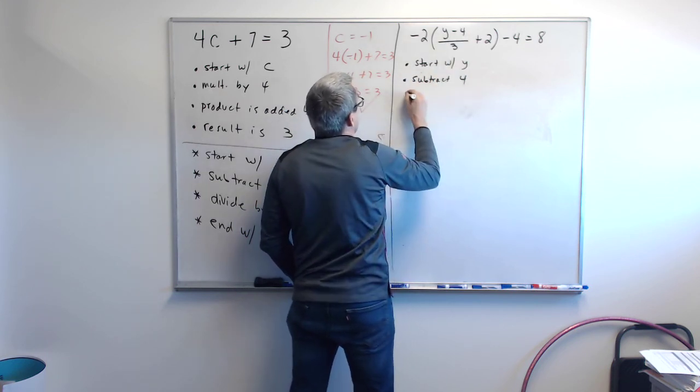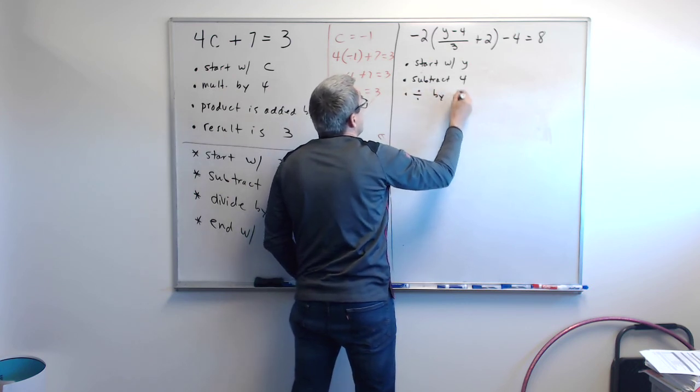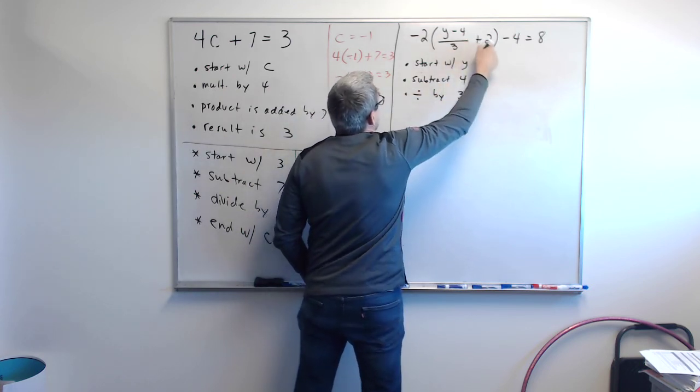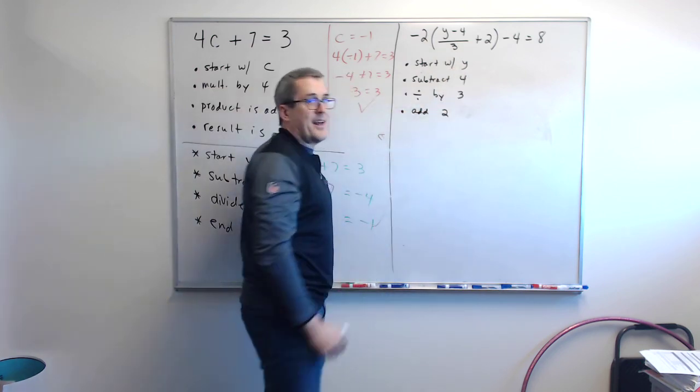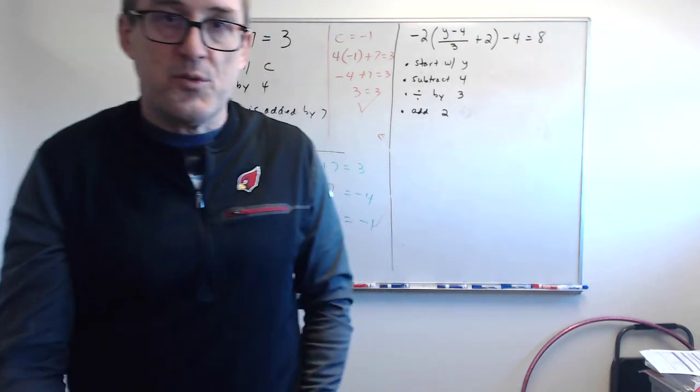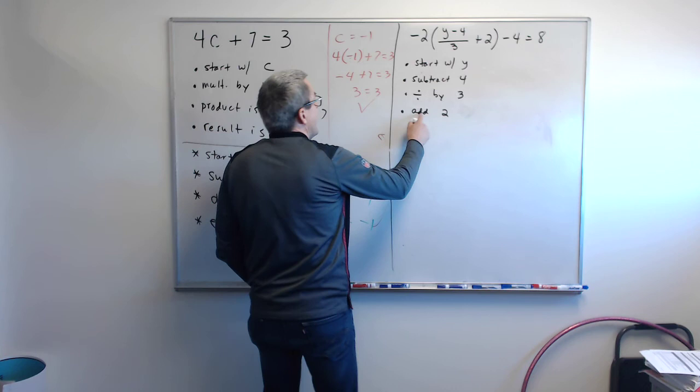After we subtract 4, we divide by 3. After we divide by 3, we add 2. I don't know, I just switched from writing words with letters to symbols and then back to words. It's alright though. Add 2.